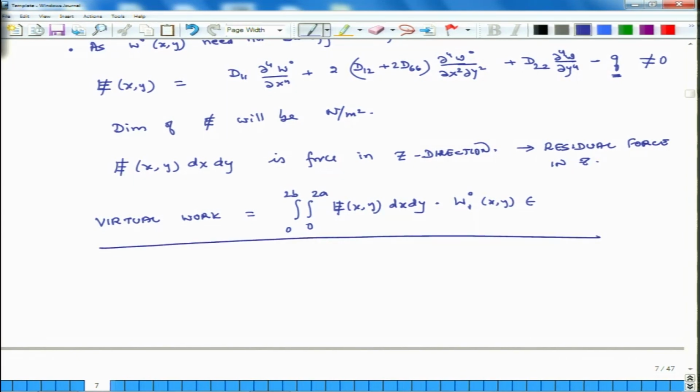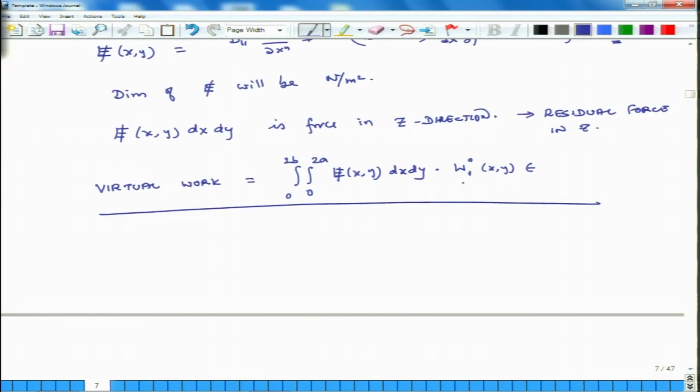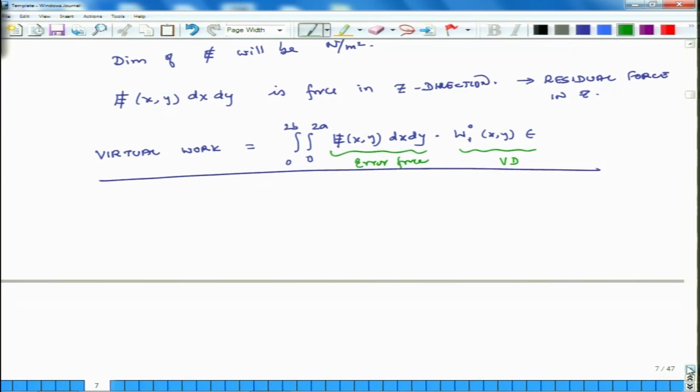okay. Now, so what is virtual work? Virtual work is the product of error force times virtual displacement, and so this is virtual displacement and this is error force, okay. So, this is the product of this thing, okay. Now, we will explain what is virtual displacement.